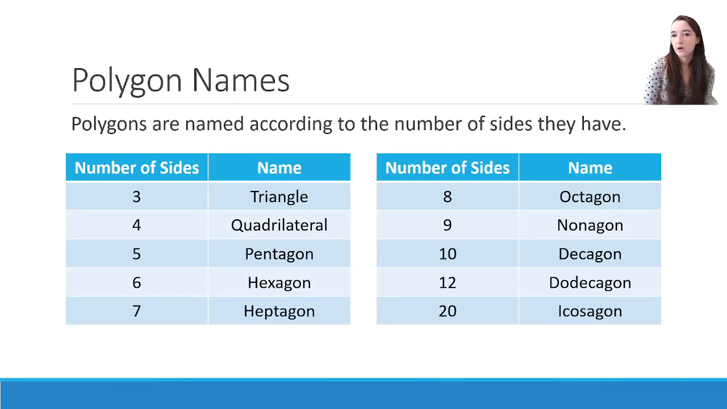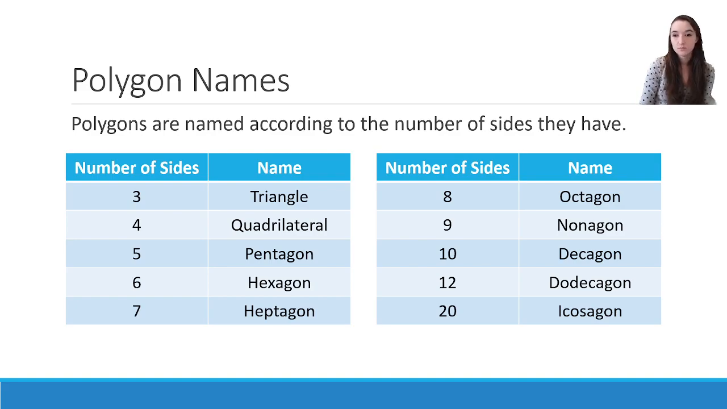Now, what are our polygon names? So polygons are named according to the number of sides that they have. So a 3-sided polygon is, of course, a triangle, but I don't necessarily expect you to know all of the other ones coming in here. So you're going to need to remember them, though. So 4-sided is a quadrilateral, 5 is a pentagon, 6 is a hexagon, 7 a heptagon, 8 an octagon, 9 a nonagon, 10 a decagon, 12 a dodecagon, 20 an icosagon.